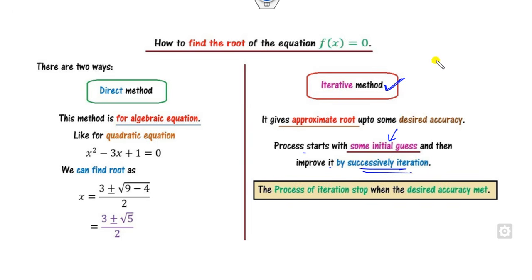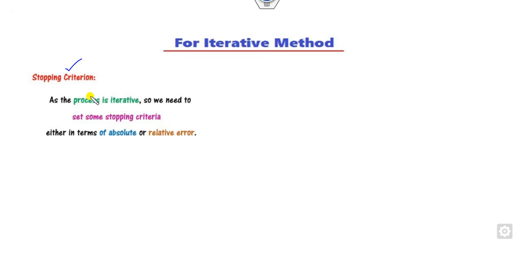Once we have some initial guess, say x0, we can find the new value x1, then the new value x2, and so on, until we get the desired accuracy. How can you ensure the accuracy? That means we have to apply some stopping criteria. That stopping criteria is based on either the absolute error or the relative error.